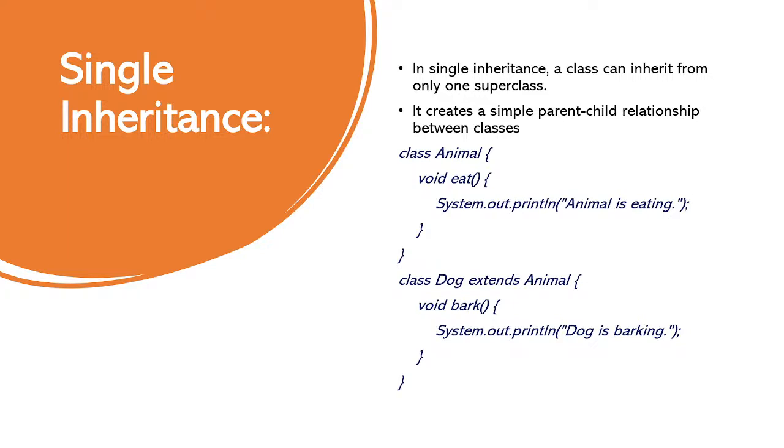Next, you can see class Dog extends Animal. So what is it? It is extending the Animal class, only one animal class. Then in the method, void bark, System.out.println("Dog is barking"). So it is inheriting only one superclass, or you can say only one parent class. Then we call it single inheritance.